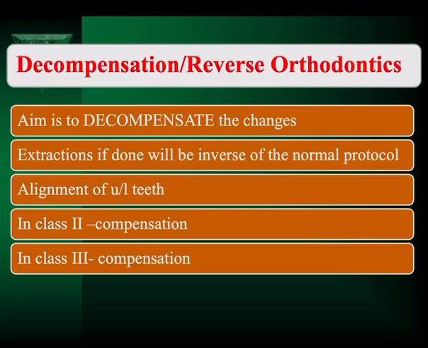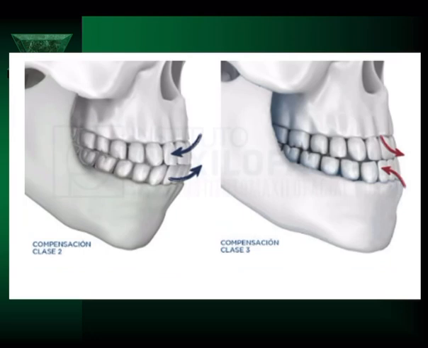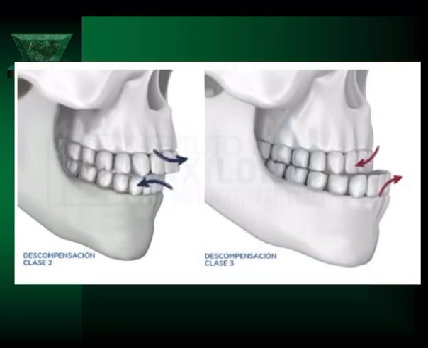Decompensation or reverse orthodontics: the aim is to decompensate the changes. Extractions, if done, will be inverse of the normal protocol. Alignment of upper and lower teeth in class 2 and class 3 compensation. The decompensation of class 2 is by creating a positive overjet by proclination of the upper anteriors and retroclination of the lower anteriors, whereas decompensation in class 3 involves increasing the reverse overjet by uprighting the lower anteriors.